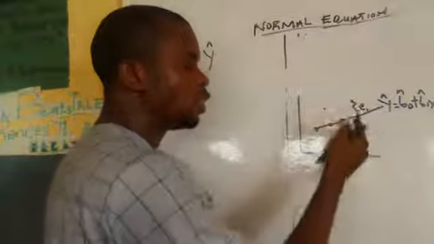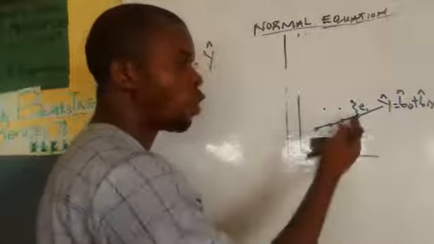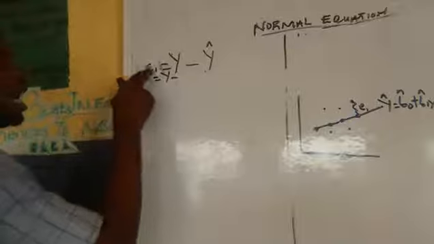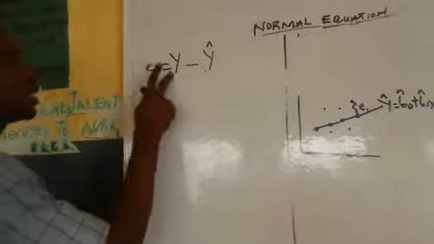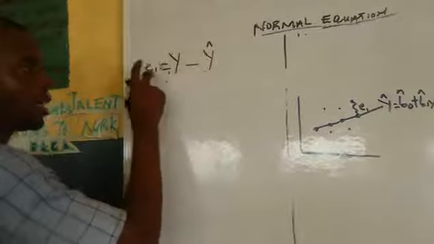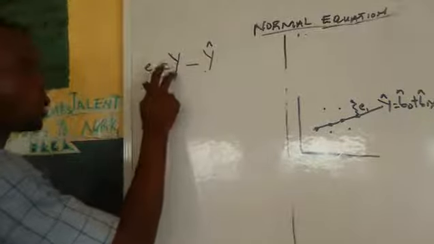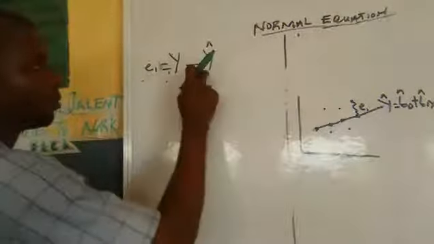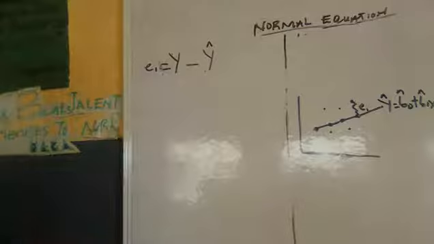When you say deviation, it means two things are involved: estimated and observed. So deviation equals the observed point here minus the estimated. This is what I'm going to use to get our normal equation.